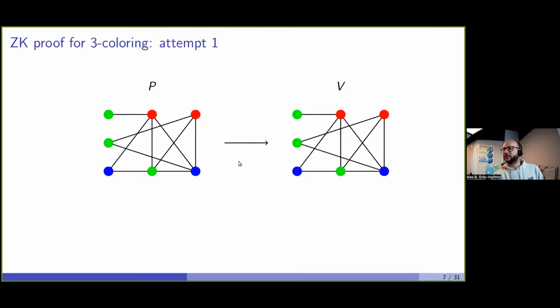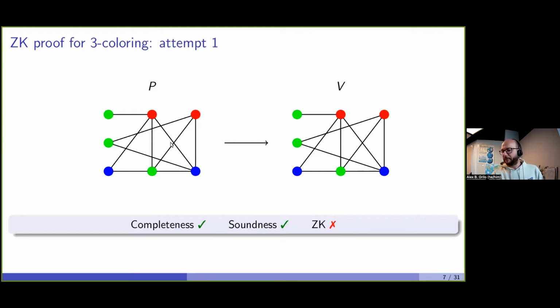So imagine the prover just sends the coloring to the verifier. This protocol is complete and sound because this is the NP protocol for 3 coloring, but it's far from being zero knowledge because the verifier, intuitively, is learning the whole coloring, and the simulator would not. If the simulator runs in polynomial time, it would never be able to find such a 3 coloring. So this protocol is very far from being zero knowledge.